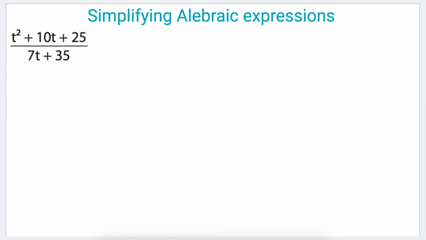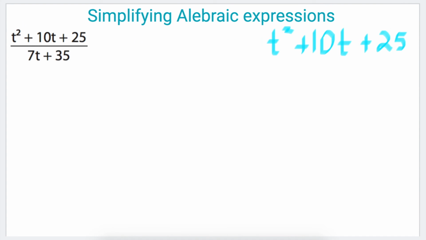So let's take a look at a second complex algebraic expression that we need to simplify. In this case, we have a quadratic polynomial in the numerator and a linear polynomial in the denominator. So if you want to simplify, the first thing that you need to do is always factor the two polynomials. So we're going to factor the numerator, t squared plus 10t plus 25. There is an identity for this particular polynomial, but I'm going to do this the long method.